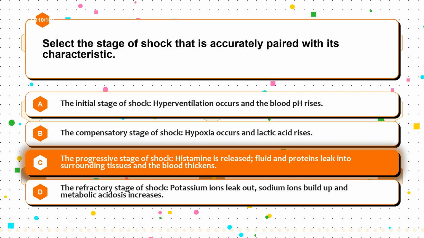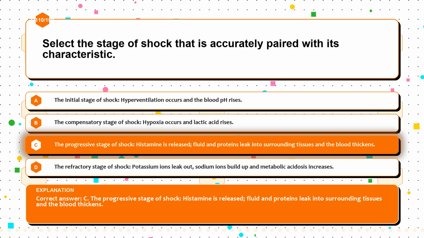The correct answer is option C. The progressive stage of shock, histamine is released, fluid and proteins leak into surrounding tissues and the blood thickens. Correct answer C. The progressive stage of shock, histamine is released, fluid and proteins leak into surrounding tissues and the blood thickens.